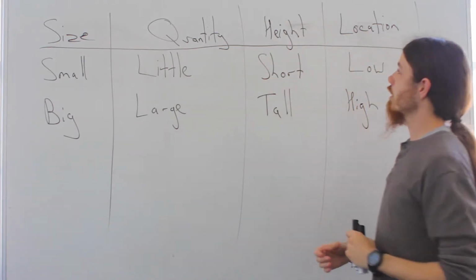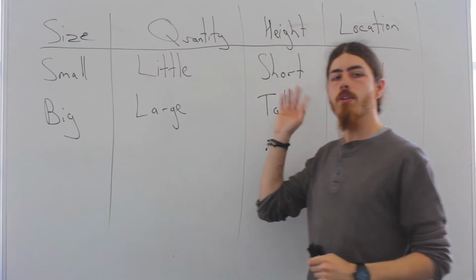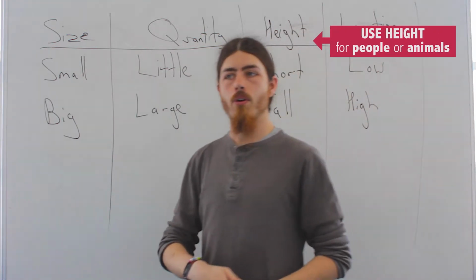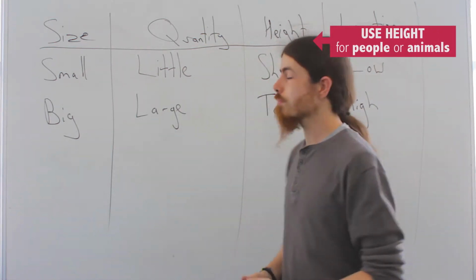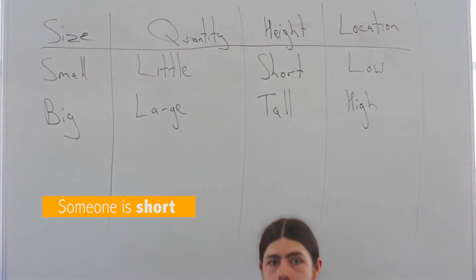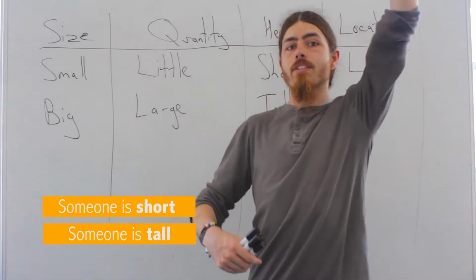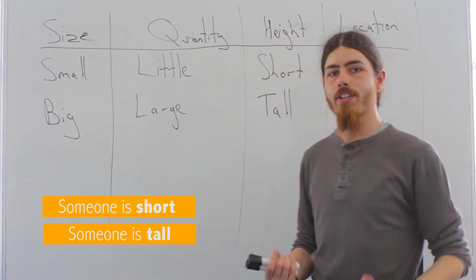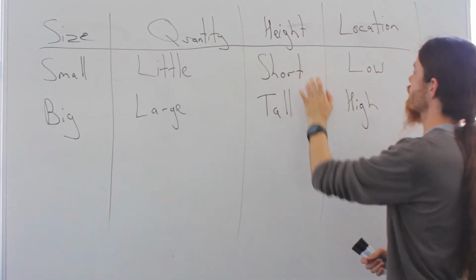Next then, we talk about height. Now this we use specifically for people or animals, let's say, as well. If someone is short, someone is short. If someone is tall, someone is tall. I'm not very tall. So we have short and tall.